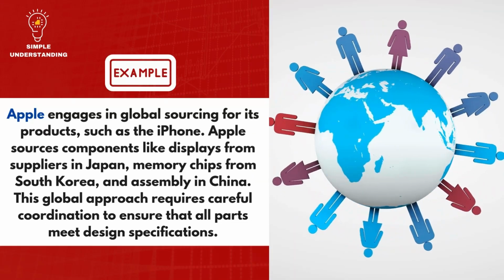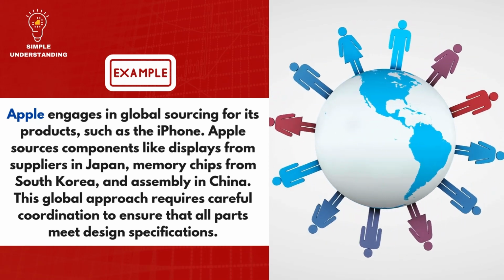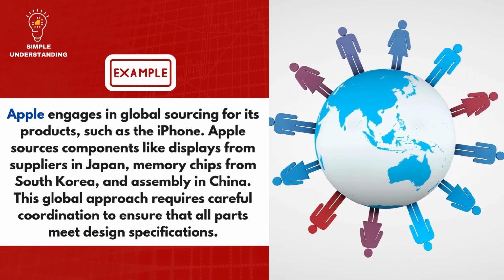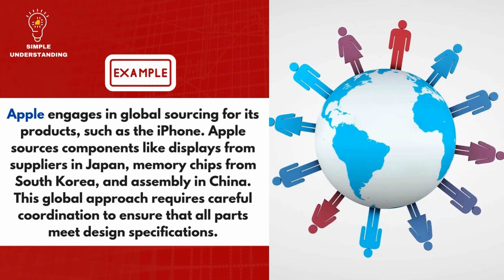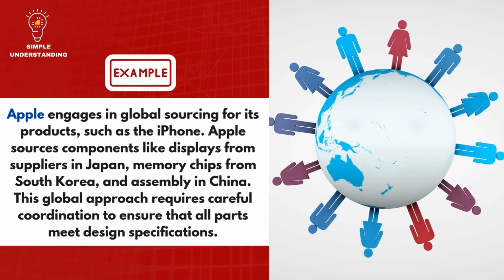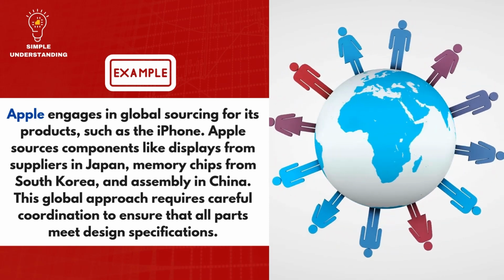Real company example. Apple engages in global sourcing for its products, such as the iPhone. Apple sources components like displays from suppliers in Japan, memory chips from South Korea, and assembly in China. This global approach requires careful coordination to ensure that all parts meet design specifications.